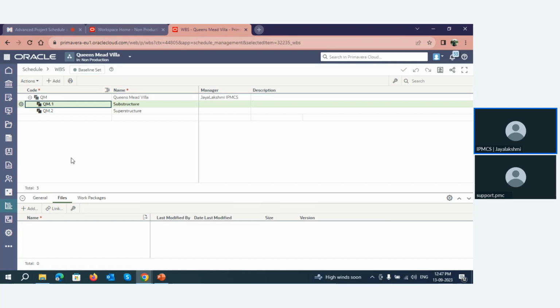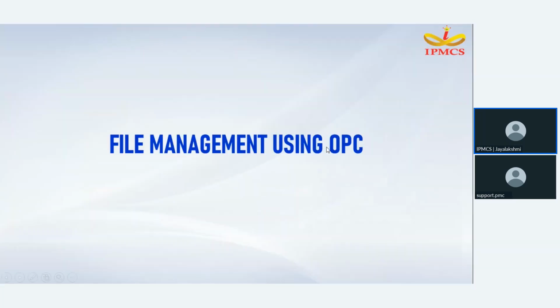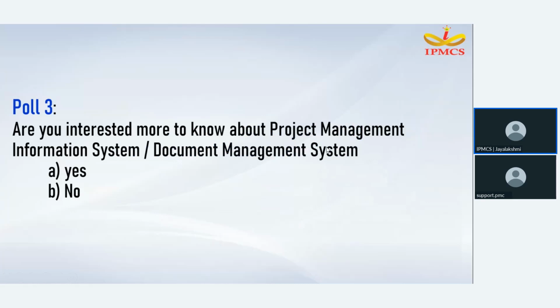So depending upon the user permission that we have provided, the users can either view only, or they can download, make changes and upload again. That can also be done depending upon the user permission that we have provided. User permissions and the companies are generally added by the application administrator. This is about file management inside OPC. Let's move on. You will be having the third poll on the screen.